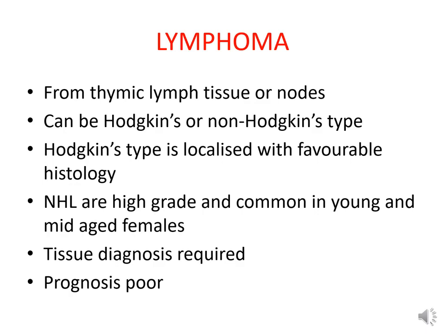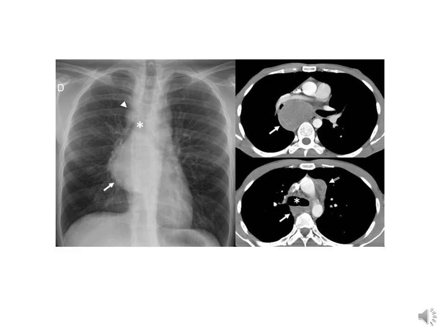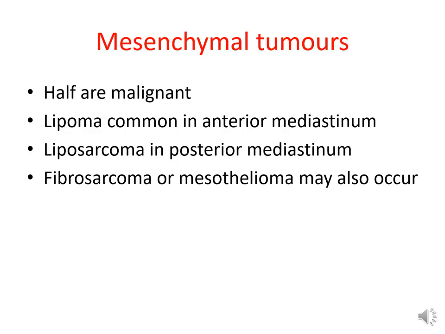Hodgkin type has more favorable histology and is localized. Non-Hodgkin lymphomas are high grade and common in young adults. Tissue diagnosis is required and surgery is rarely indicated except for diagnosis. You can see the middle mediastinal lymph nodes or masses. Mesenchymal tumors are 50% malignant. They can be lymphoma, liposarcoma or fibrosarcoma; mesothelioma can also occur.